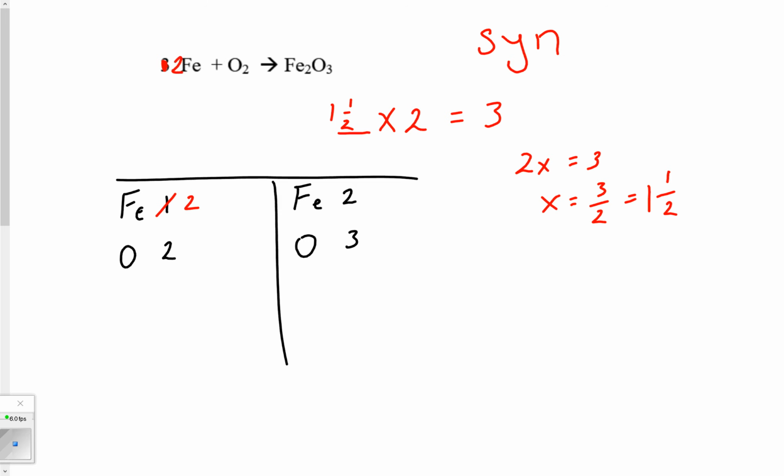So I could jam the number 1 1/2 into this space. 1 1/2 times 2 is equal to 3. And guess what balances? Or you could go back and you could go with the 3 halves. I don't care.